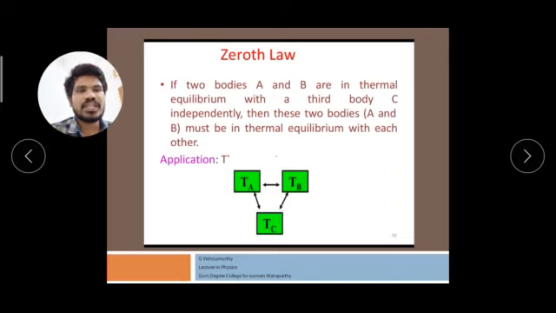And now we will go to the zeroth law. If two bodies A and B are in thermal equilibrium with a third body C independently, then these two bodies A and B must be in thermal equilibrium with each other. So in the application, TA and TB are the two variables. These are in thermal equilibrium with TC. Then we say that TA and TB are also in thermal equilibrium. So this law is known as the zeroth law of thermodynamics.